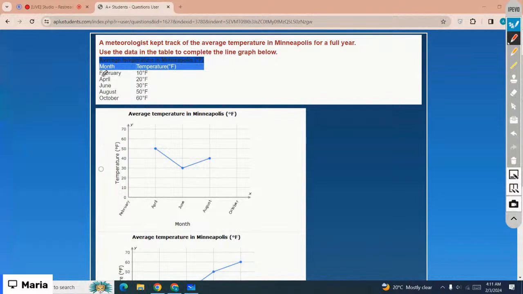Just match. So here on the x-axis you have months: February, April, June, August, and October, right? And here on the y-axis, you have the temperature.